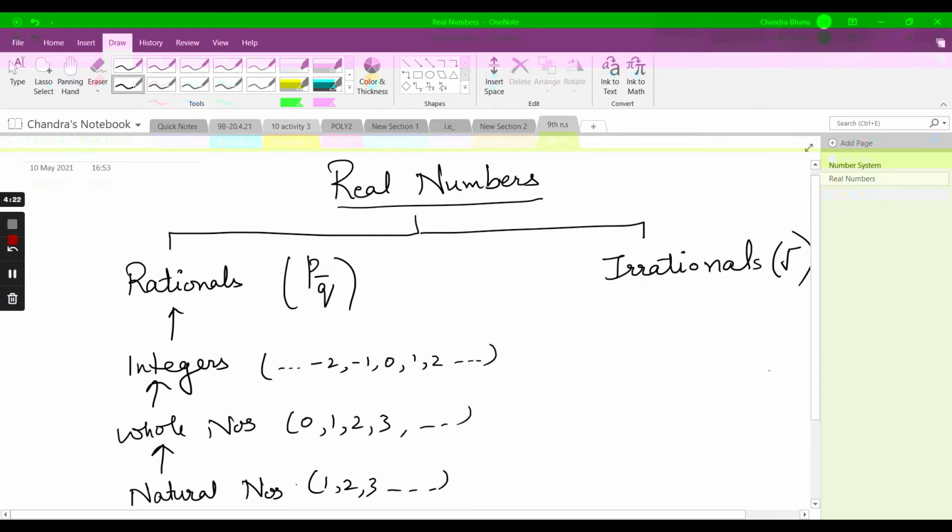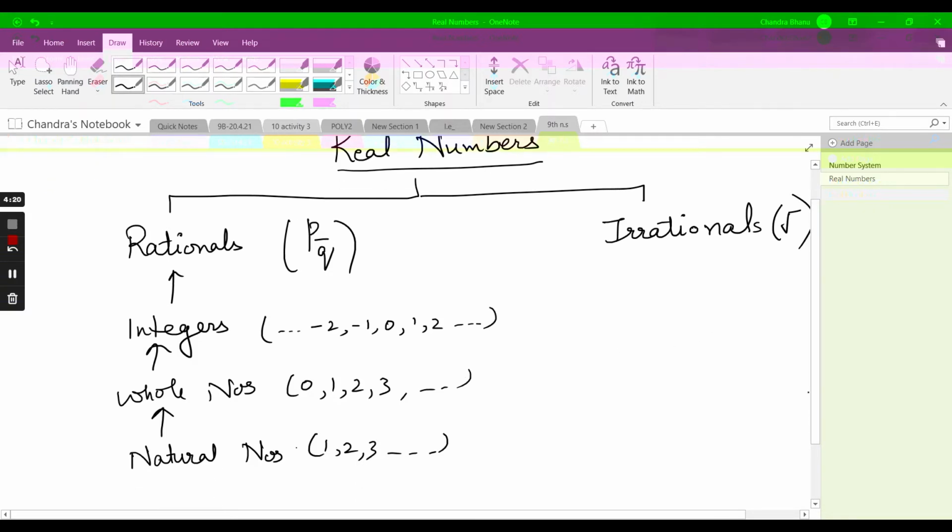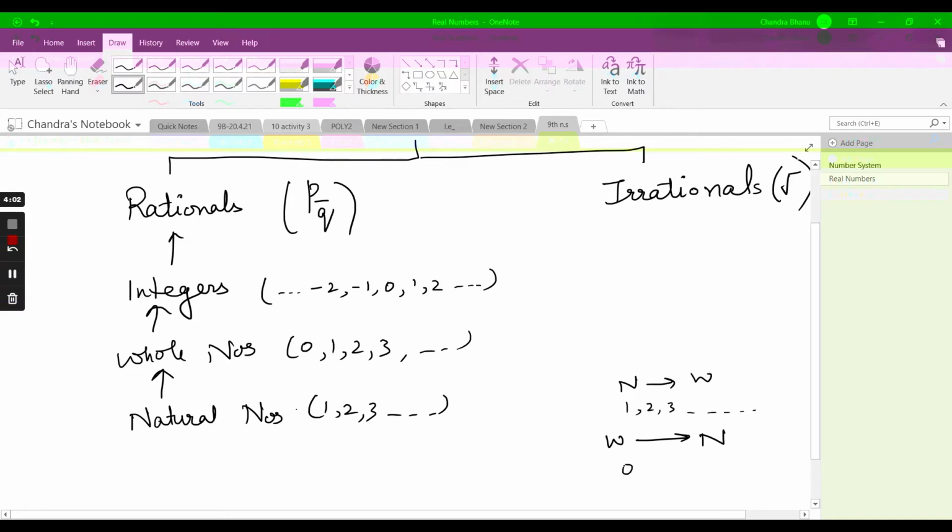Now if I want to ask you, are all naturals whole numbers? So yes. Why? Because all natural means 1, 2, 3, and so on. Obviously they are whole numbers. But if I say are whole numbers natural numbers, that's not true. Why? Because 0 is such a number which is whole but not natural.